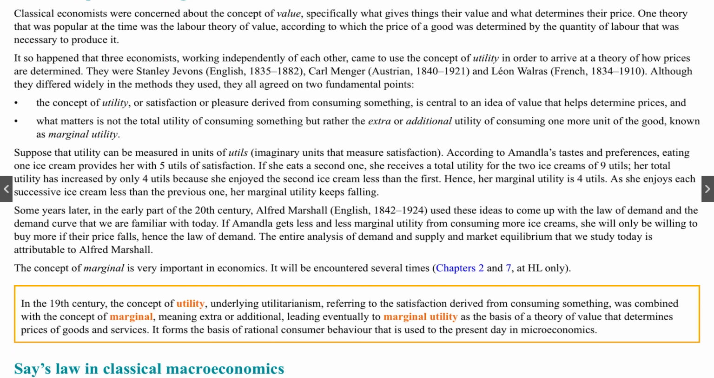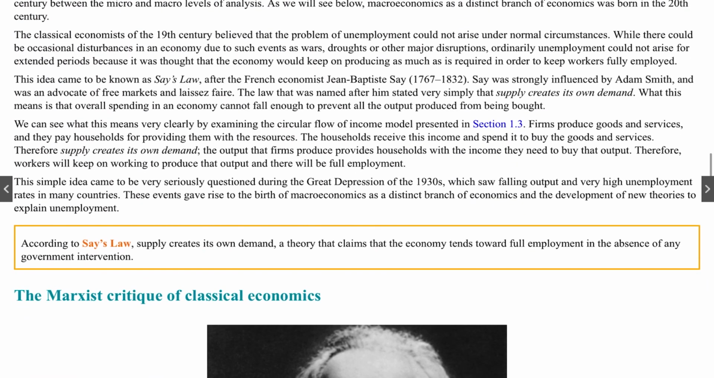Marginal means extra or additional. So when we talk about marginal utility, it's related to the extra or additional satisfaction gained from producing an extra good or service. We can talk about the theory of marginal utility, which will come up later, and it's kind of just like a downward slope since your marginal utility decreases as you purchase more. Then we can talk about Say's law in classical microeconomics. So Say's law is that supply creates its own demand. This is a theory that claims that the economy tends toward full employment in the absence of any government intervention.